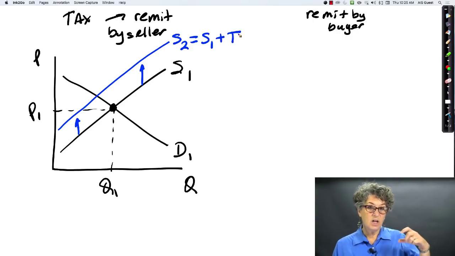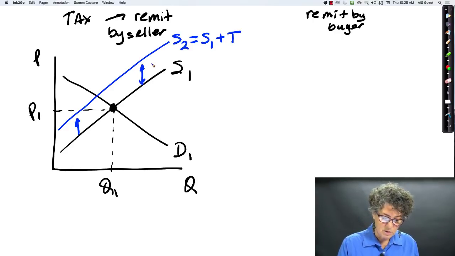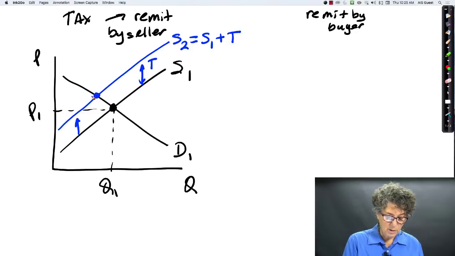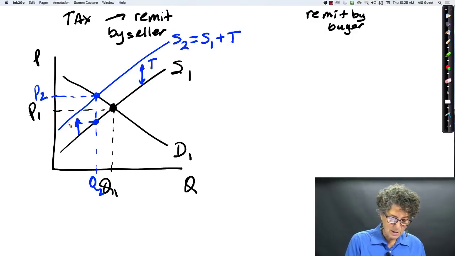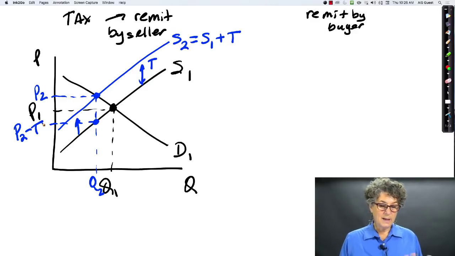If the tax is a constant dollar amount, we'd have a parallel shift. If the tax is a percentage amount, then we would not have a parallel shift, we'd have a non-parallel shift. What I've drawn here is a parallel shift where the distance between these two supply curves is the amount T. And then we go on from there and figure out the equilibrium. Price would be P2, the new quantity sold would be Q2, the price that is retained by the sellers would be P2 minus T. And again, that's how we have modeled a tax in the past.